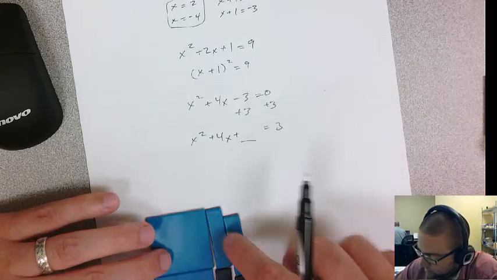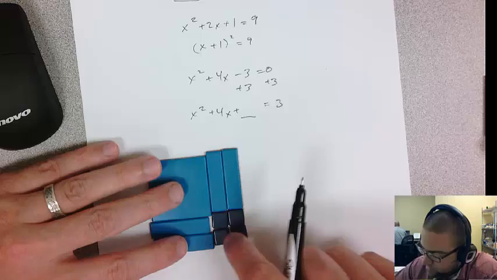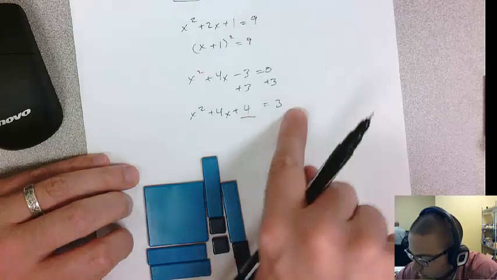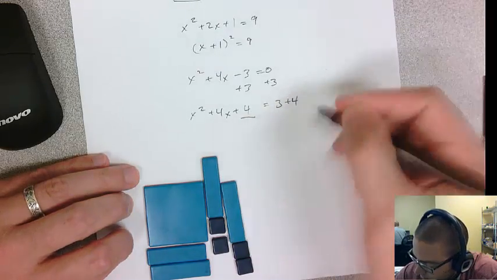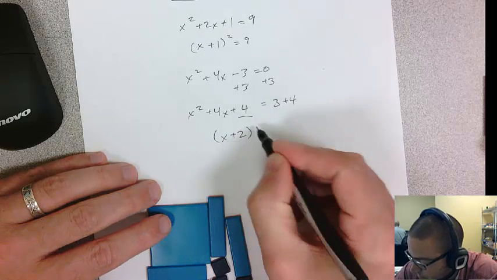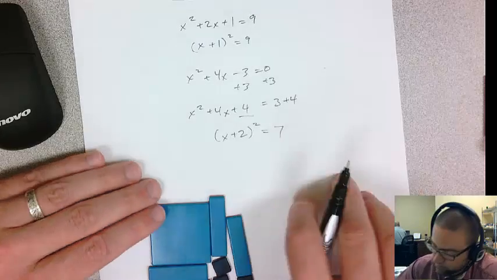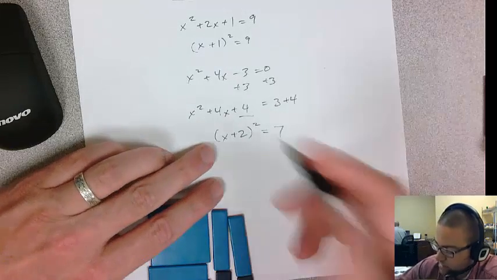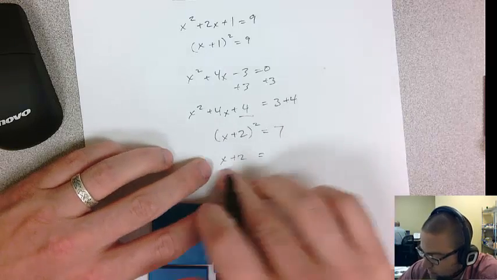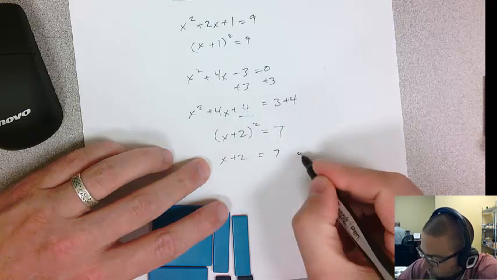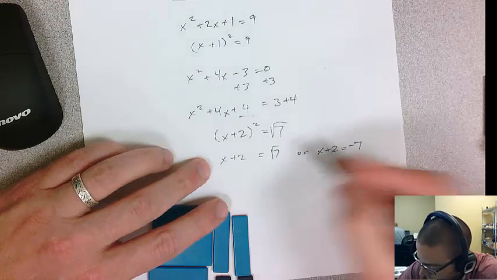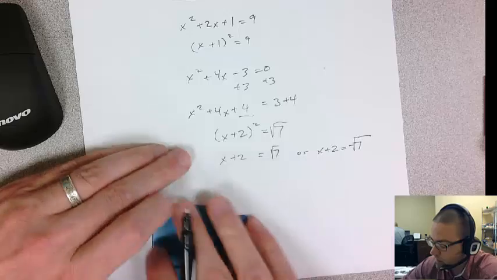So now what am I going to add to make that a perfect square? I need to add 4. And whenever I add something to one side, I also have to add it to the other. So I have to add 4 to this side. Okay, so this is that perfect square, x plus 2 quantity squared is equal to 7. Now I can just take the square root of both sides. So this is x plus 2, the absolute value of it, equals the square root of 7, or x plus 2 equals the square root of 7, or the negative square root of 7.